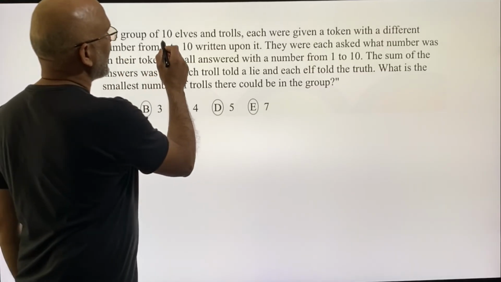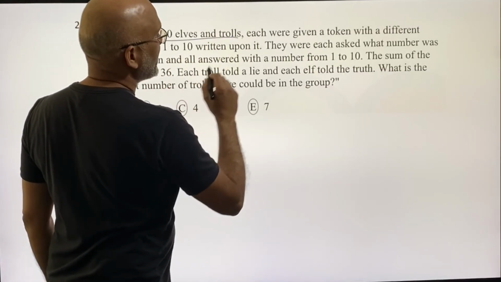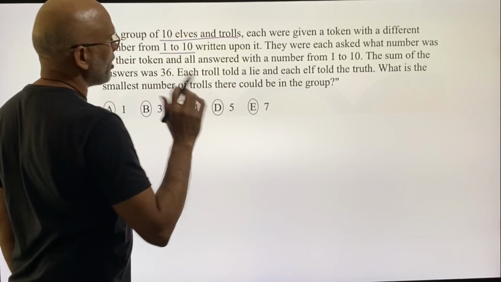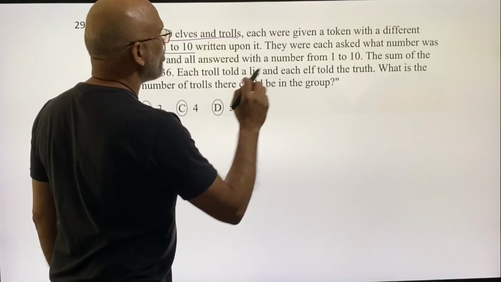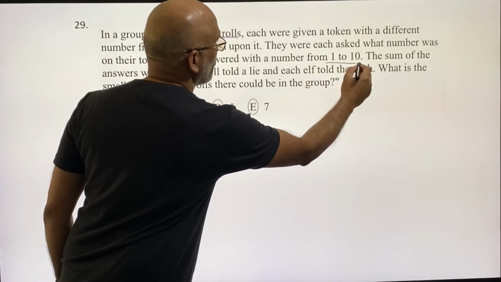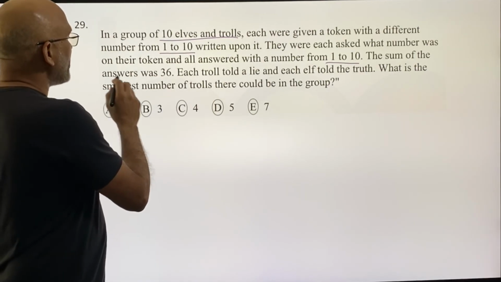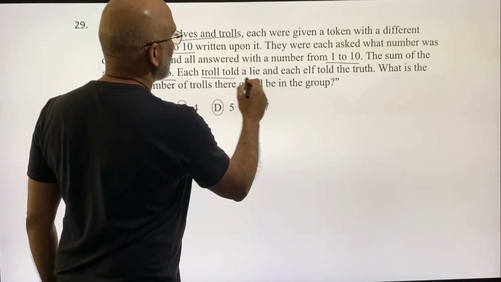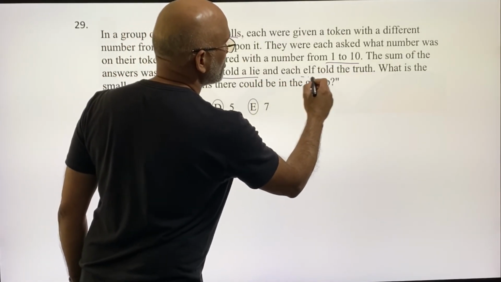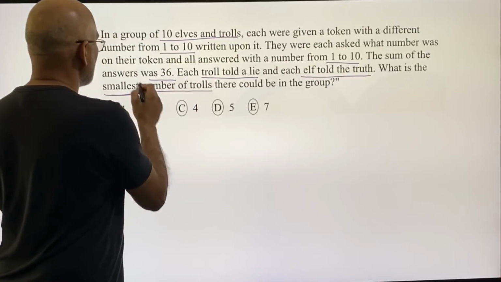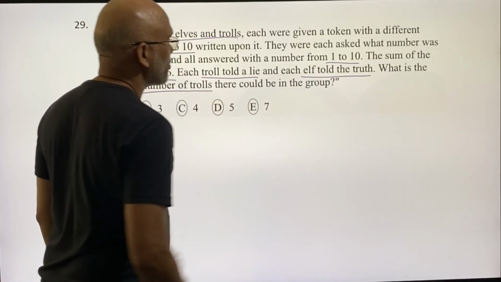In a group of 10 elves and trolls, each were given a token with different numbers from 1 to 10 written upon it. They were each asked what number was on their token and all answered with a number from 1 to 10. The sum of the answers was 36. Each troll told a lie and each elf told the truth. What is the smallest number of trolls there could be in the group?